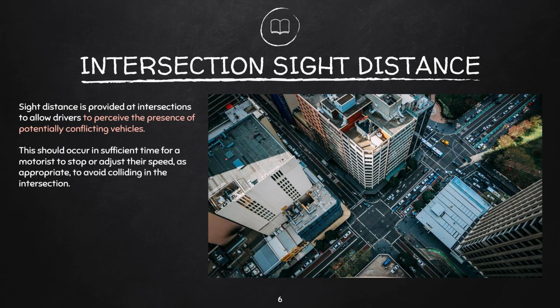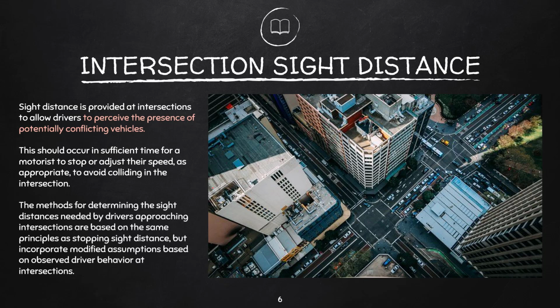This should occur in sufficient time for a motorist to stop or adjust their speed as appropriate to avoid colliding in the intersection. So as I have told you, we provide sufficient time for the drivers, or what we also call motorists, to decide on which necessary maneuver is appropriate in a specific situation in an intersection.